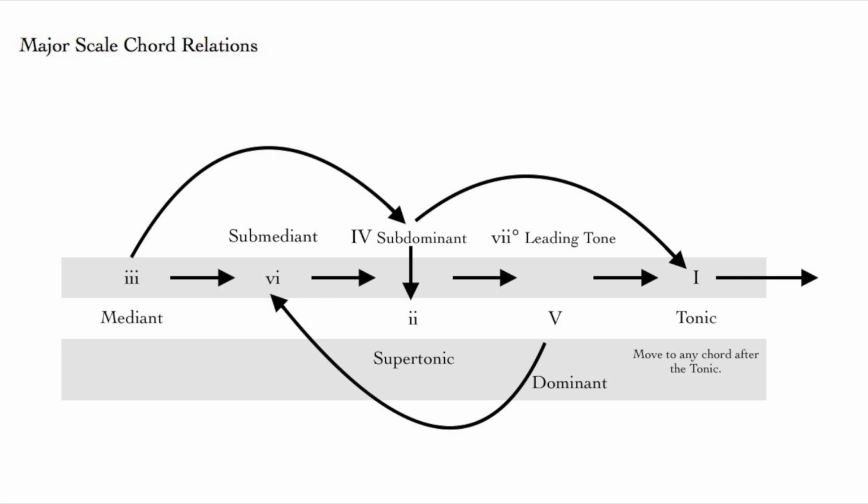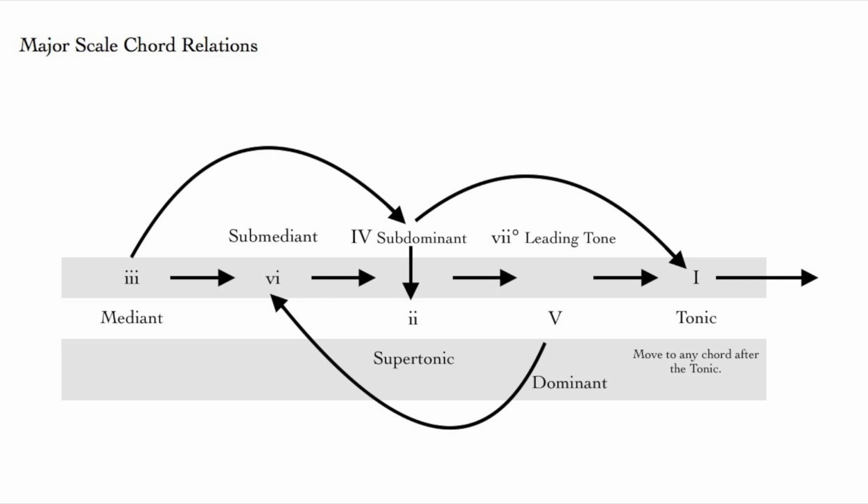We can start on the 1 and say we go back over here to the 3, and then say instead of going to the 6th there, which is our submediant, we go to our subdominant, and then we go to our supertonic, and then after that we go back to the 1. So we have a 1, 3, 4, 2, 1 progression.